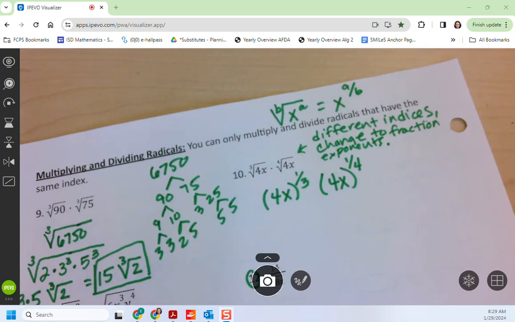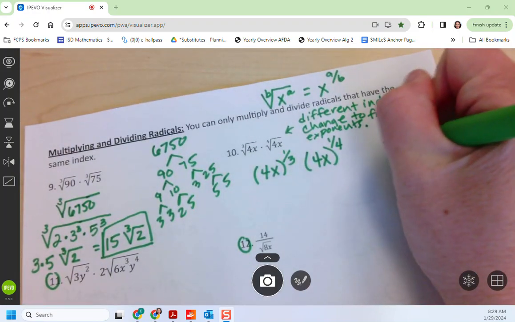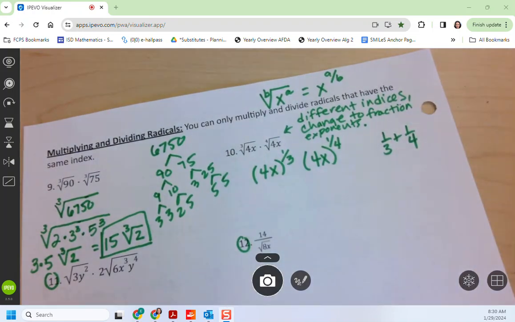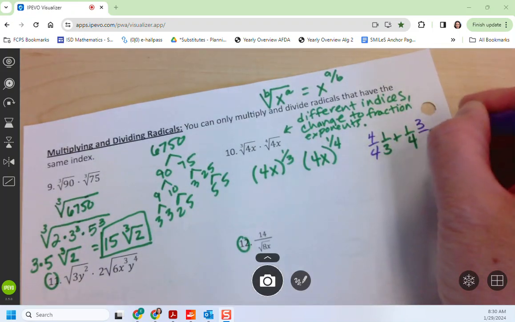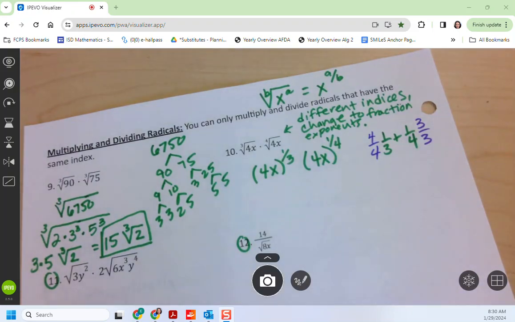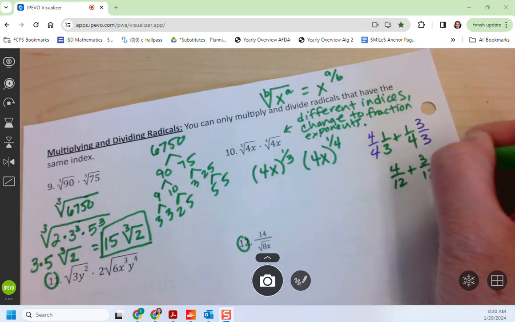So let's just review multiplying exponential expressions with the same base. When you multiply, what do you do with the exponents? You add them, thank you. So I'm just going to use a little space on the side here to think through adding 1/3 plus 1/4. I need a common denominator. And so I can multiply this one by 4 over 4 and this one by 3 over 3. So I get 4/12 plus 3/12, which is 7/12.